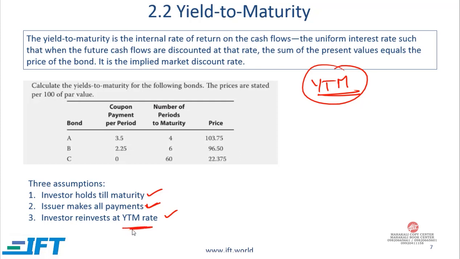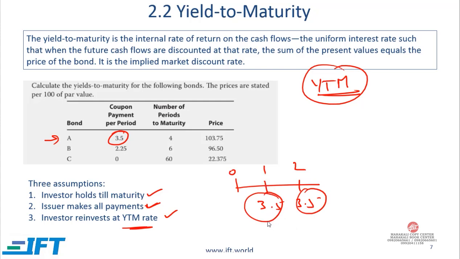And this again is exactly what you saw with IRR. And let me make sure you understand what this means. If we take our first bond, bond A, then at the end of every period, the investor is getting 3.5. So at the end of period 1, he gets 3.5. At the end of period 2, he gets 3.5. The assumption is that all these coupon payments are being reinvested at the YTM rate. If interest rates change and the rates go up and this number is being invested at a higher rate, then the actual yield will be different from YTM.